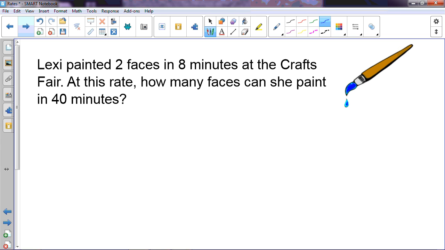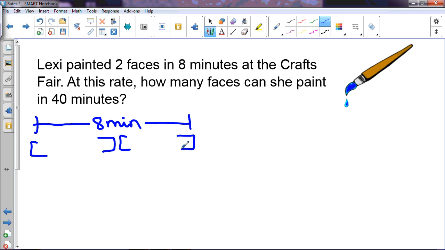Now we're on to our final example. Lexi painted 2 faces in 8 minutes at the crafts fair. At this rate, how many faces can she paint in 40 minutes? So we're finding the time that it takes to paint 1 face first. So let's think about this. If it takes 8 minutes to paint 2 faces, how many minutes would it take to paint 1 face?